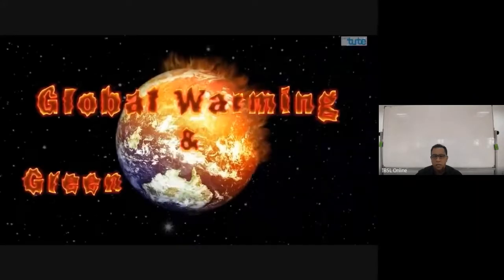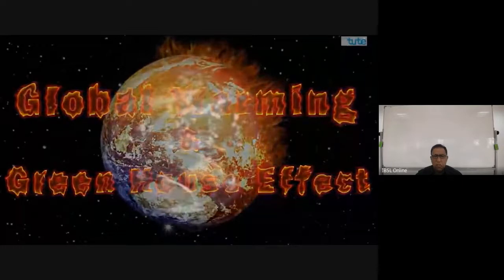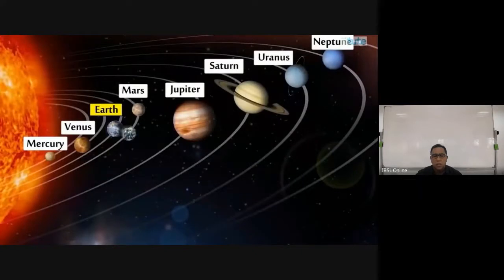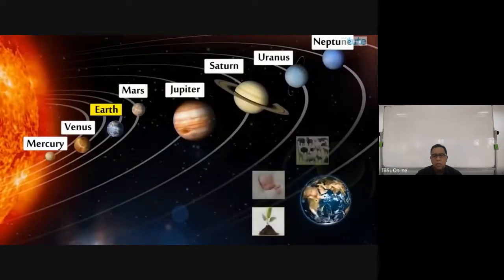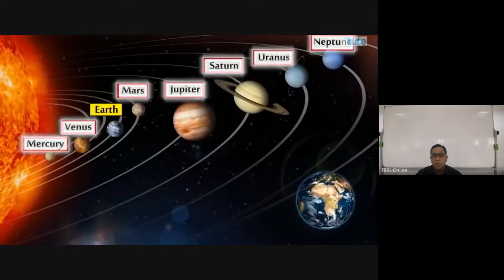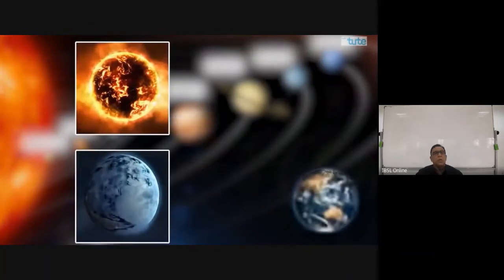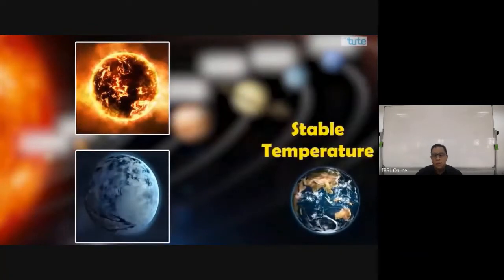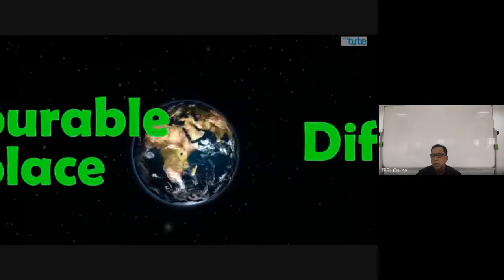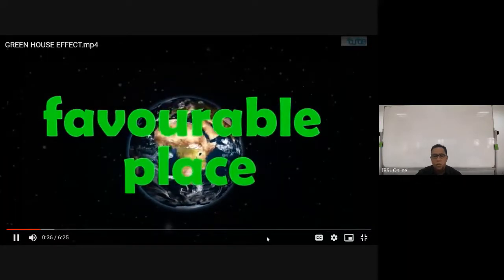Global warming and greenhouse effect. Earth, the third planet from the Sun, the only planet having a vast diversity of life forms. While other planets of our solar system are either scorching hot or bitterly cold, Earth has relatively stable temperatures. What is it that makes Earth different? What exactly is making Earth such a favorable place to live?